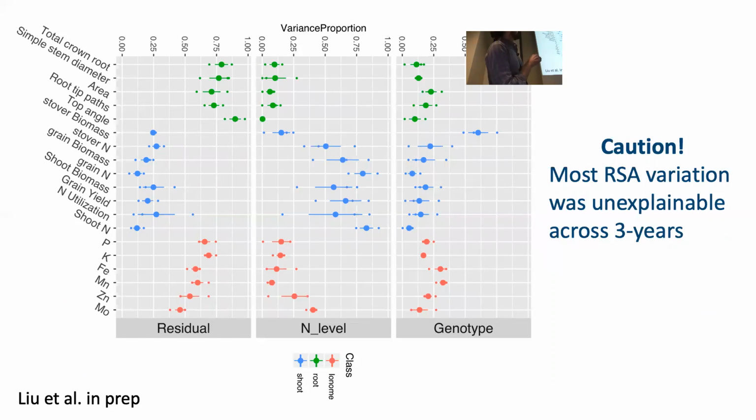So this is the variance explained. This is a residual term. This is due to N levels from an ANOVA. This is due to genotype. This is normally turned the other way, so I'm having a hard time interpreting.